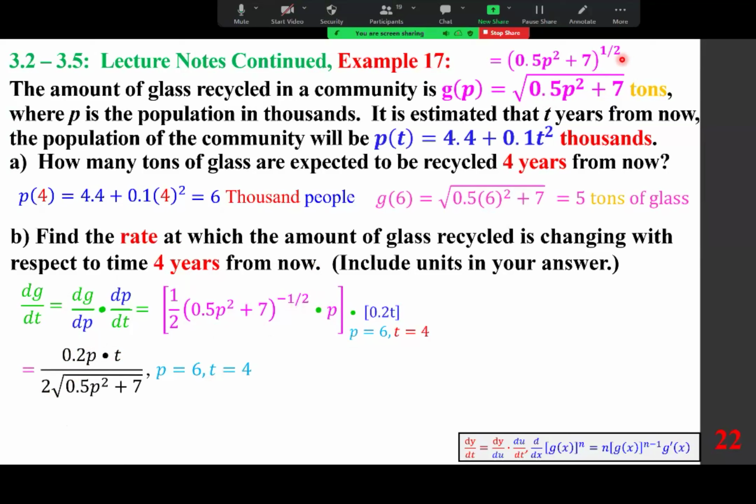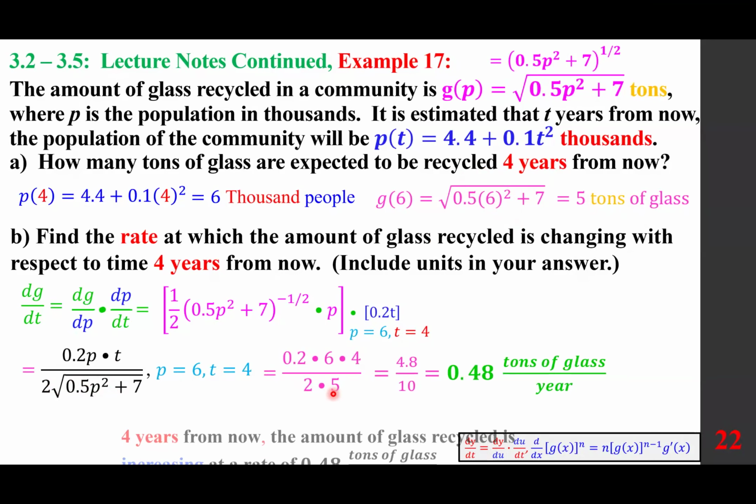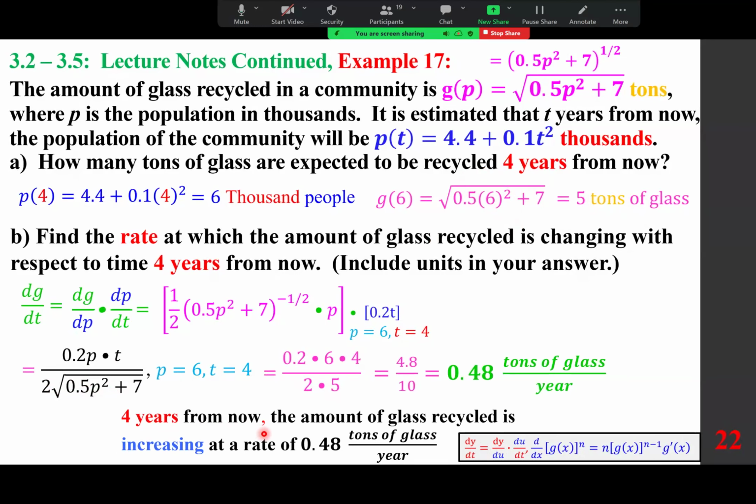Now, all you have to do is plug in 6 and 4. So what happens when you plug in 6 and 4? This is 6, this is 4. And this part, I already have shown you, when we plug in, we get 5. So we have 4.8 over 10, or 0.48 tons of glass per year, which means 4 years from now, the amount of glass recycled is increasing at a rate of 0.48 tons of glass per year.